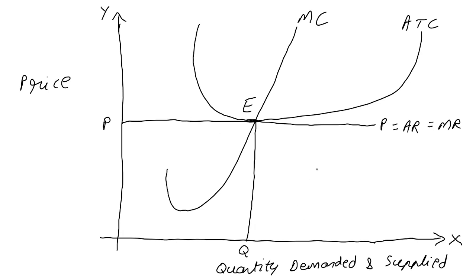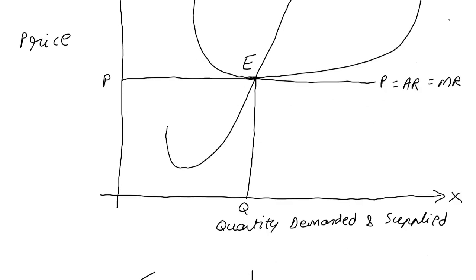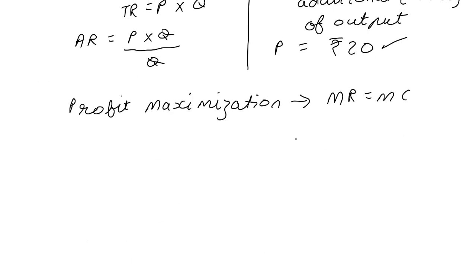Now, what else? It's not just marginal revenue that equals marginal cost, but we also have average revenue equaling average total cost or average cost. That is our condition. Okay.